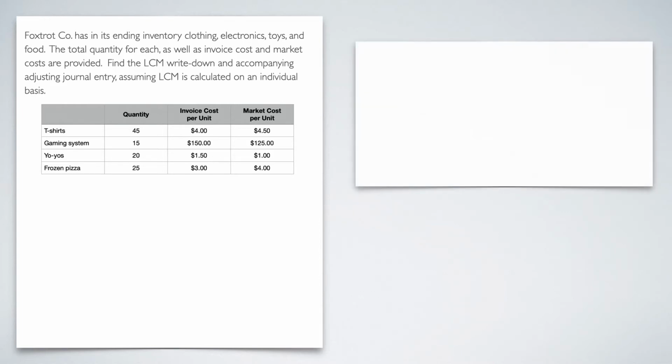Or you can extend the table that you're already given. But mine is going to have 3 columns as well. It's going to have total invoice cost, total market cost, and then also LCM. And I'm going to put the 4 individual inventories down. So I'm going to say t-shirts, gaming systems, yo-yos, and frozen pizzas. Okay, so I'm just extending what's already there.